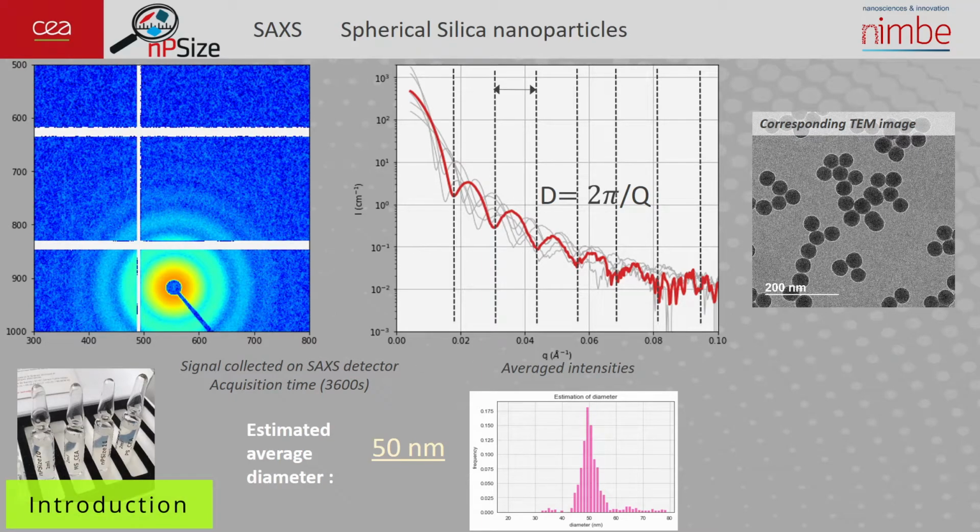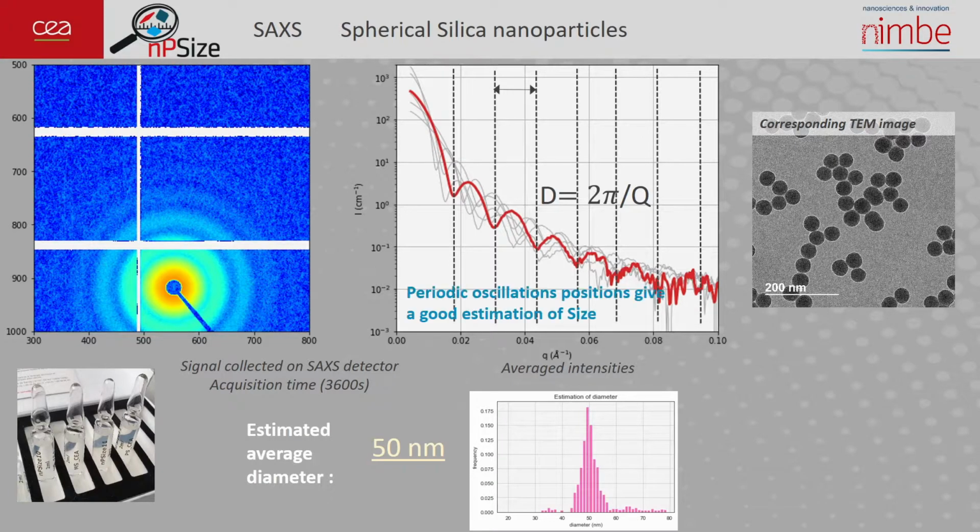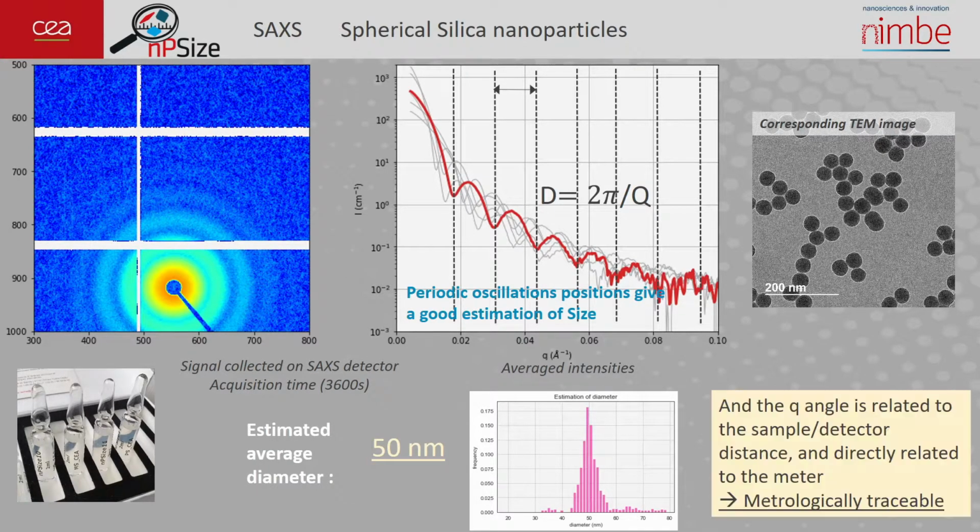With the small angle X-ray scattering technique, we obtain an image on the detector which needs to be transformed into a diagram of intensity versus angle. In the case of perfect spherical nanoparticles, the SAXS signal will give periodic oscillations corresponding to the diameter of the spheres. The diameter is related to the angle Q, which is also related to the sample detector distance. This distance also needs to be measured carefully.